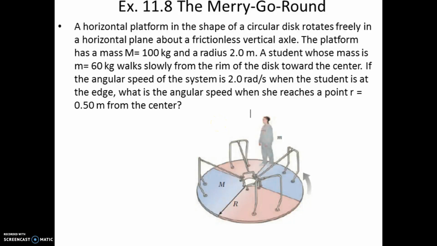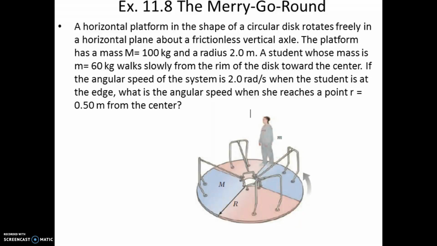In this video, we are going to be doing example 11.8, the merry-go-round. A horizontal platform in the shape of a circular disc rotates freely in a horizontal plane about a frictionless vertical axle. The platform has a mass m equals 100 kilograms and a radius 2 meters. A student whose mass is m equals 60 kilograms walks slowly from the rim of the disc toward the center.